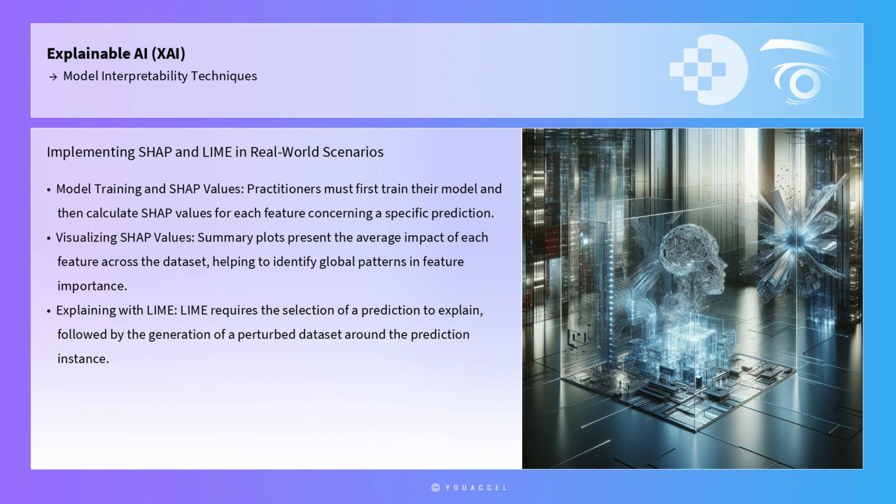Additionally, dependence plots can illustrate the effect of a single feature on predictions, conditional on other features. LIME requires the selection of a prediction to explain, followed by the generation of a perturbed dataset around the prediction instance. The model's outputs on this dataset are then used to fit a simple interpretable model, such as linear regression, to highlight the most influential features.